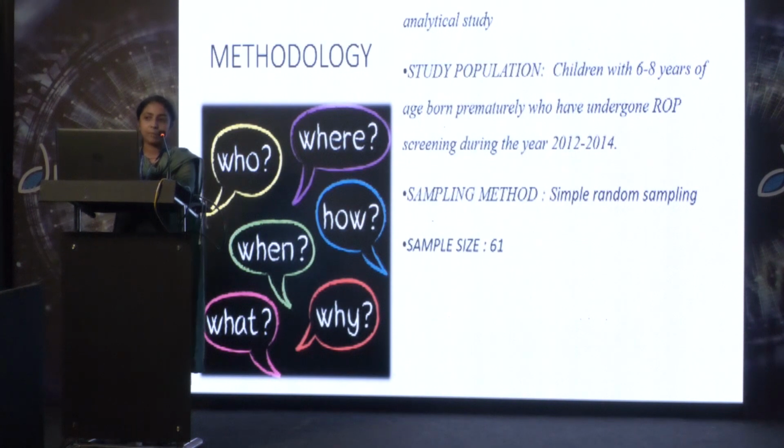So it was a hospital-based cross-sectional analytical study done in children 6 to 8 years of age who were born prematurely and who had undergone ROP screening during the year 2012 to 14. I did simple random sampling, and the sample size was calculated statistically using the formula 3pq by d square, derived from my parent study.